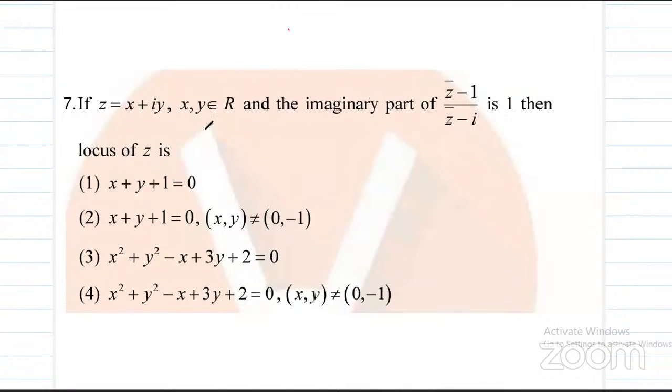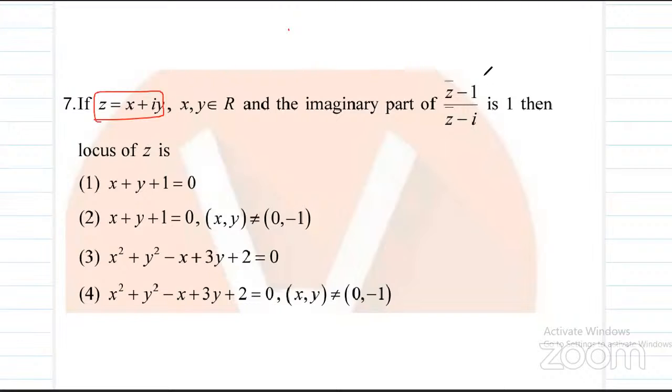So there is a z. Z is equal to x plus iy, and they're asking about the imaginary part of this. They've given that the imaginary part of this complex number is 1, so then what is the locus of z? They're asking for the locus of z. So this becomes a difficult one. Instead of checking the options, you can say what method you would apply. See, z they already mentioned here.